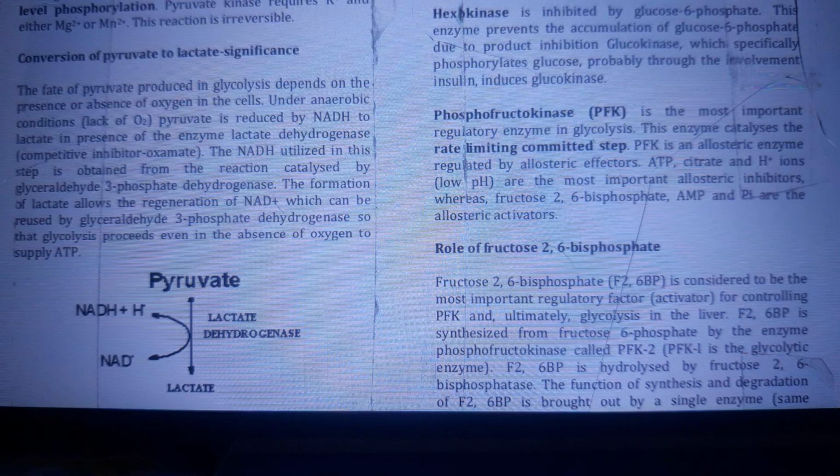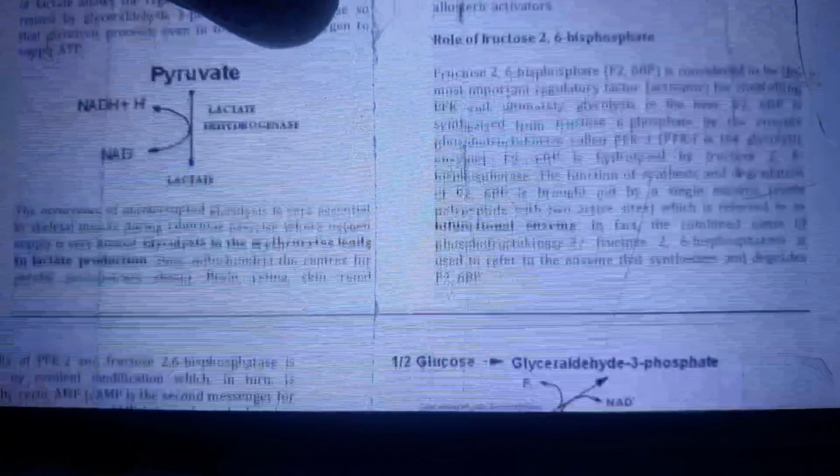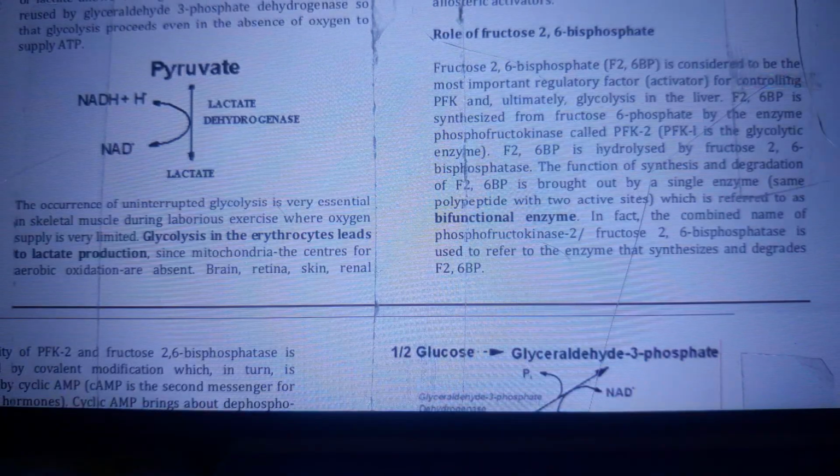Regulation of glycolysis. The 3 enzymes, namely hexokinase and glucokinase, phosphofructokinase, and pyruvate kinase, catalyzing the irreversible reactions, regulate glycolysis. Hexokinase is inhibited by glucose 6-phosphate. The enzyme prevents the accumulation of glucose 6-phosphate due to product inhibition. Glucokinase specifically phosphorylates glucose, and insulin induces glucokinase.